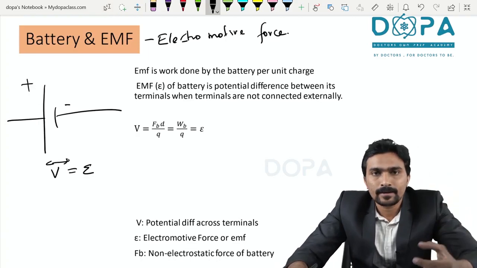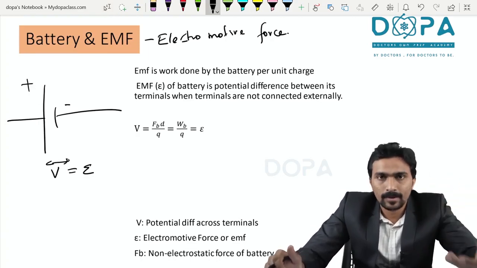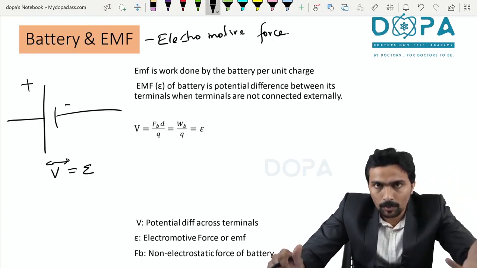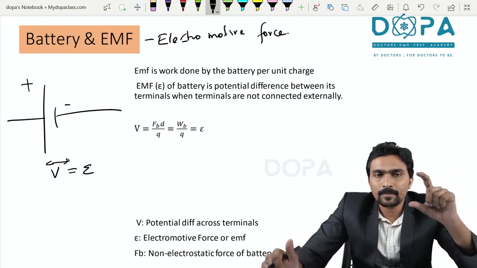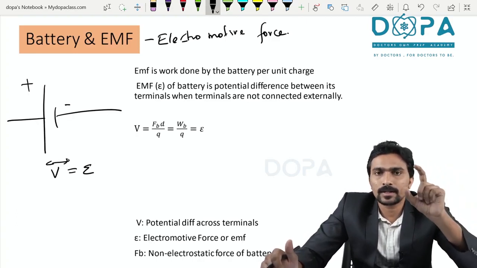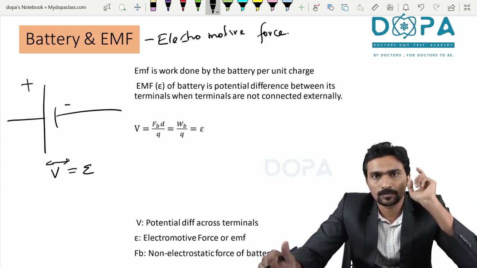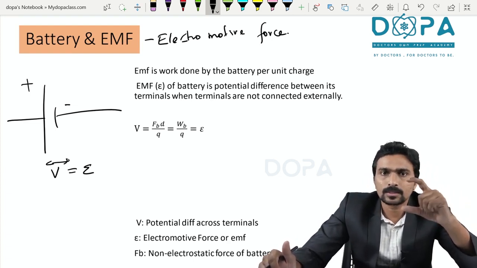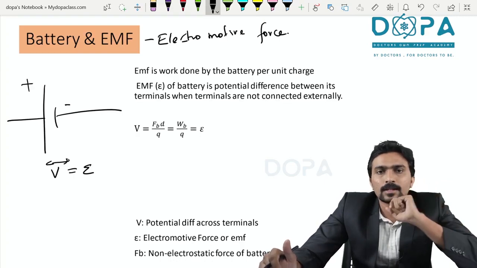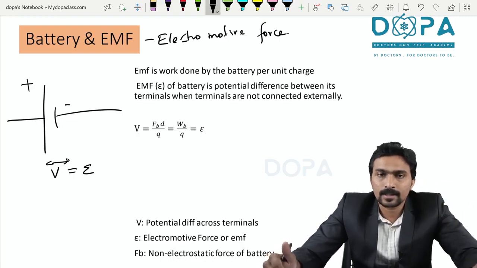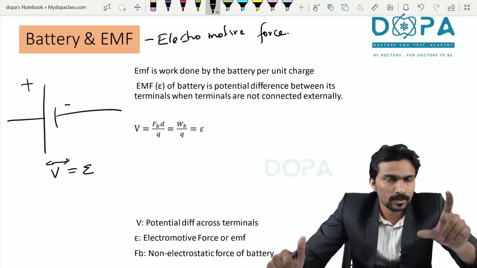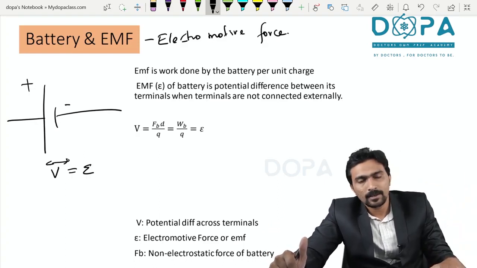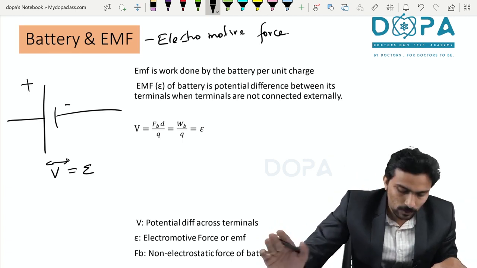So when you buy a battery, most commonly an AA battery of EMF 1.5 volt, the meaning is the maximum potential difference between the terminals is 1.5 volt. That is the meaning of it. What is EMF? EMF is the maximum potential difference across the terminals of a battery. We buy batteries from shops. The most common one is 1.5 volt that we use in many devices, right?